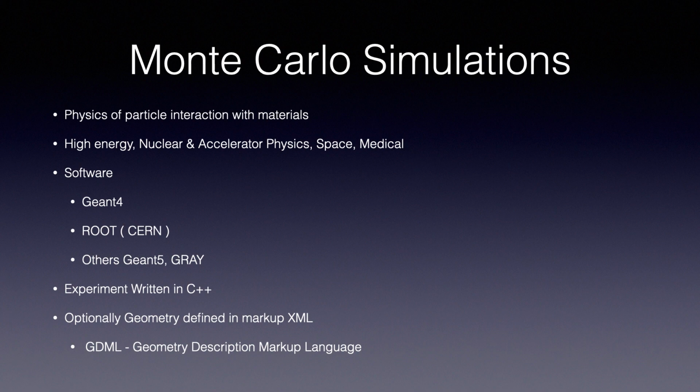Monte Carlo simulations are simulation of the passage of particles through matter. Such simulations are applicable in high-energy physics, nuclear and accelerator physics, the design of shielding in the space environment, various medical usages such as dosage, design of PET scanners, etc. The main related software is Geant4 and Root. Experiments are written in C++, but optionally you can have the geometry defined in a markup language, which is what GDML is.